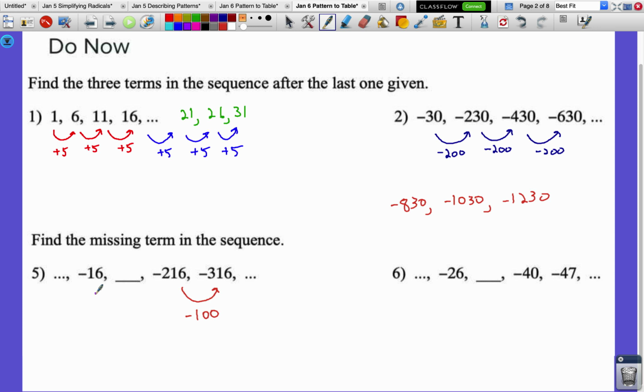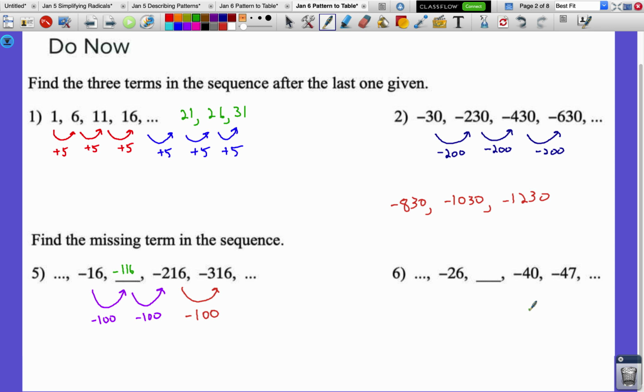Now let's see if that works. If we do that to this negative 16, get a number here, then do it again, do we get to negative 216? If we subtract 100 twice, does the pattern connect? So let's do it the first time, we get negative 116. Do it a second time, we do get negative 216, so the pattern does connect. We found the right missing term.